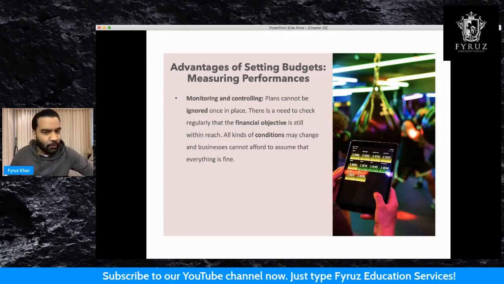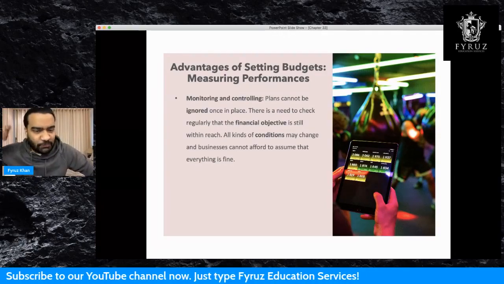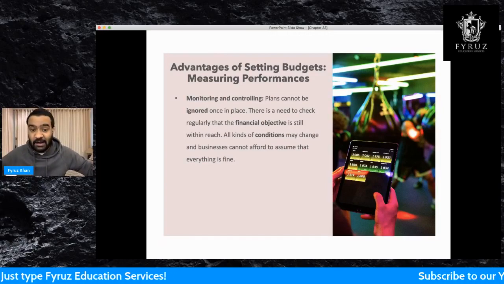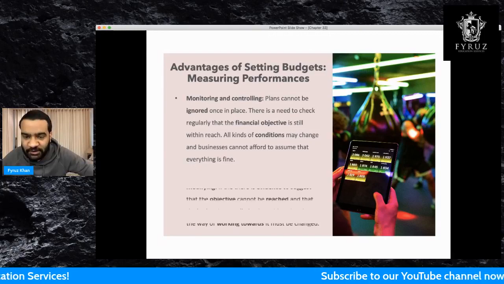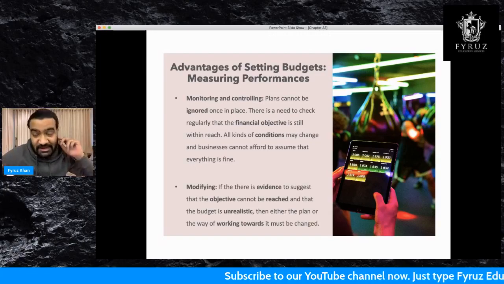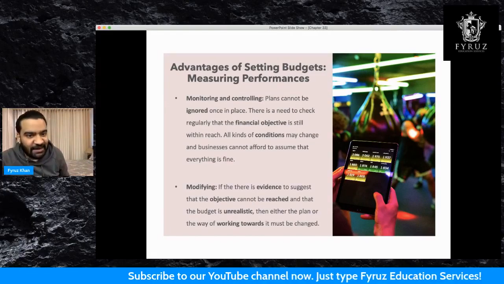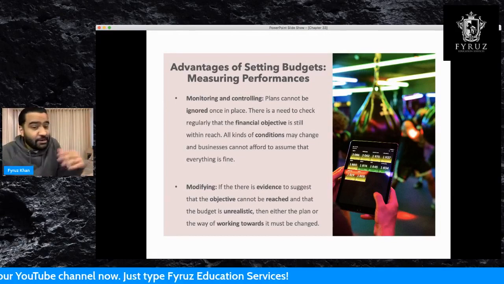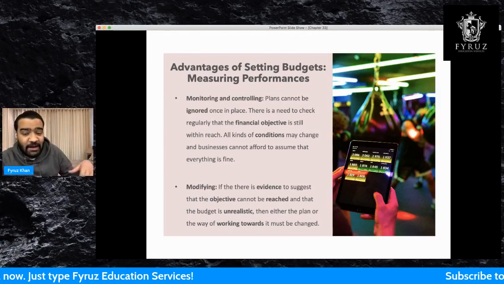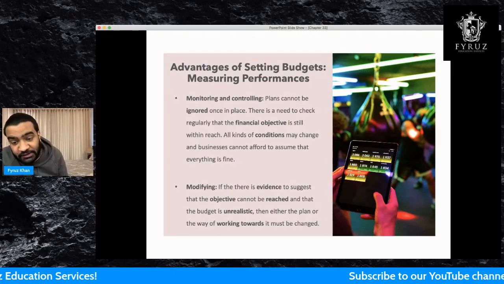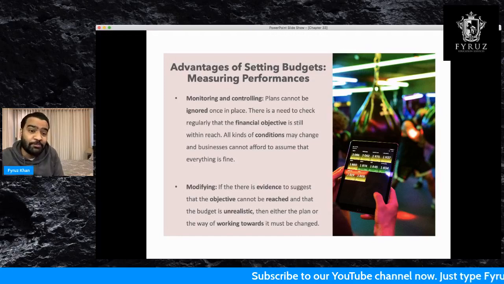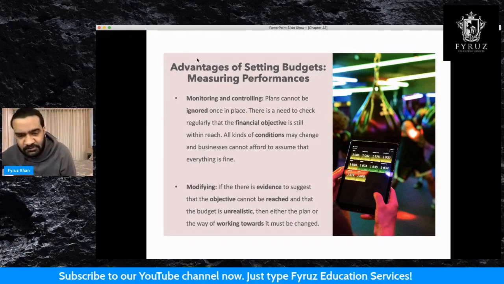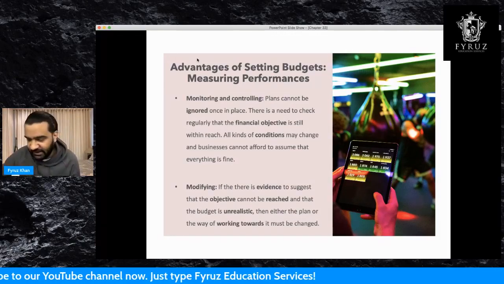Okay, why did you overspend? What was wrong, or what did you do? What are the measures that need to be taken not to overspend? So monitoring and controlling. And then of course in businesses nothing works in one go. You may have to modify your budgets, you may have to modify things. Sometimes a budget may be unrealistic, or probably you may not have thought about some things. Okay, so you may have to modify it.